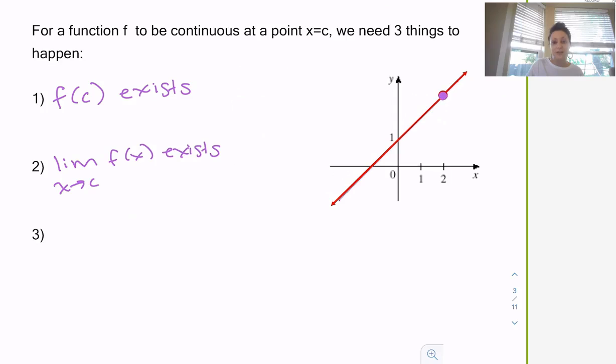What do I need to do with this purple dot in order to make that graph continuous? I need to move it up, right? In other words, I need that function value, this piece, to equal the limit, right? And that's my third and final condition. So let's write that. I need for the limit as x approaches c of f of x to be equal to the function value at x equals c. Okay, so if you've got all three of those conditions, then you have proved that the function is continuous at x equals c. If any of those fails, the function is not continuous at x equals c.